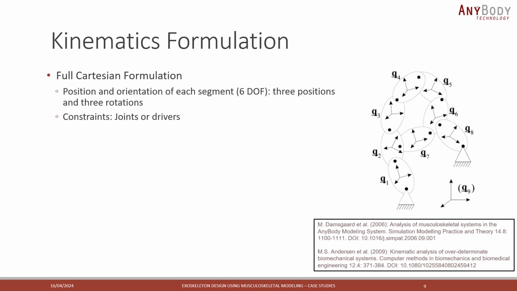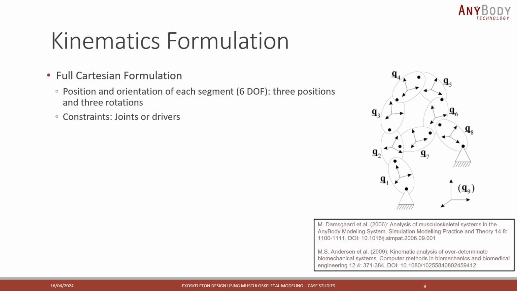To explain a bit more in detail, in any body modeling system we use the full Cartesian formulation. This means that every rigid segment has 6 degrees of freedom, 3 positions and 3 rotations. And for each of these degrees of freedom, we need constraints in the system. These can be joints between different segments or drivers that specify the motion of 1 or more degrees of freedom.